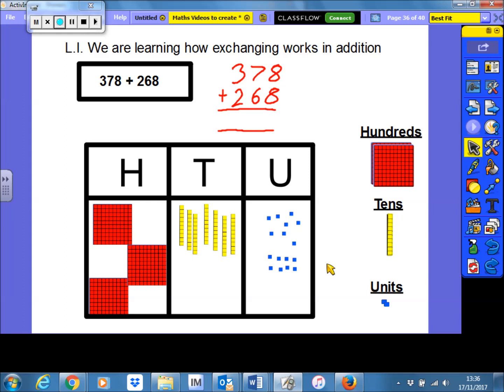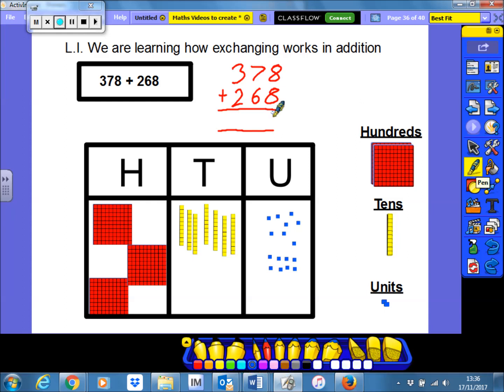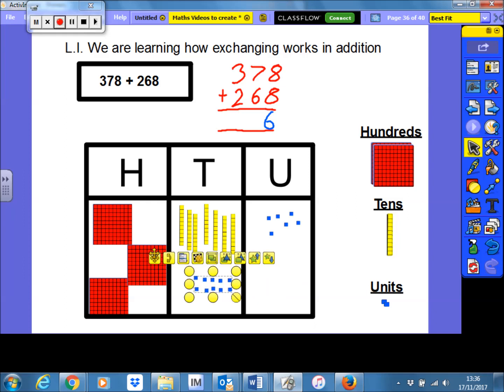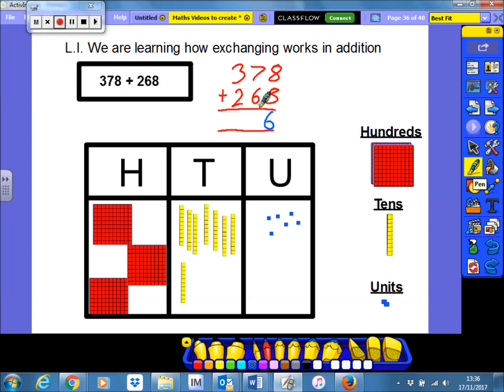But, again, that leaves us with more than 9 units in that column. As a matter of fact, it leaves us with 16 units. Now the 6 is big enough to fit in the units column, but there are 10 units that we are going to have to exchange out from this column into the tens column. So let's see that now. Here are 10 units. I've moved them into the tens column, and as if by magic, they're going to turn into another 10.